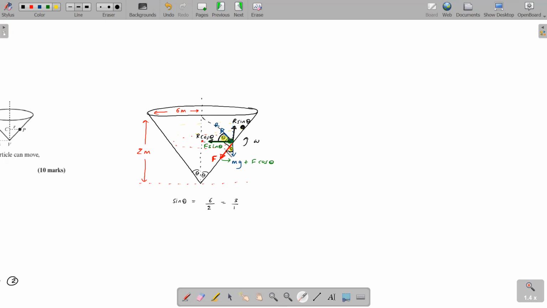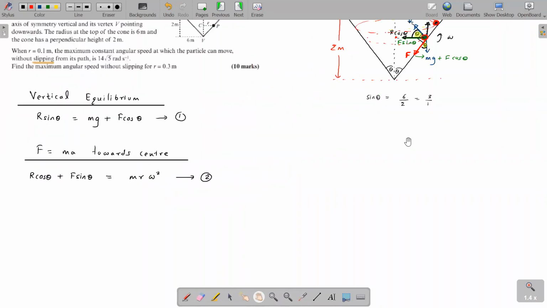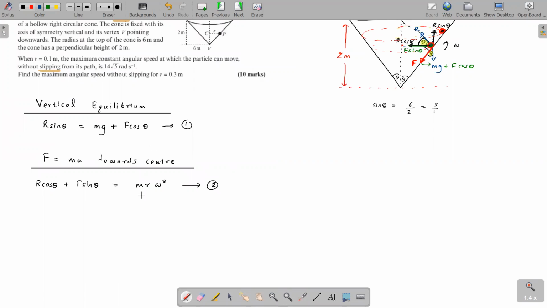So if they're not changing, you have the particle in two elevations: the particle over here with radius 0.1 and again the particle over here with radius 0.3. But at the radius 0.3 position, the force diagram is exactly the same. Vertical equilibrium and horizontal equilibrium towards the center, the force diagram will exactly be the same. So I hope you guys can see what I'm doing over here. At the bottom point, m times radius 0.1 times omega, where omega is 14 root 5, squared, right? So this is the R cos theta plus F sin theta when you're at this level.